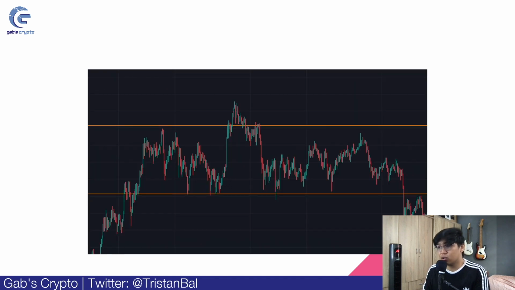And then lastly is yung rectangular channel or more on sideways action lang siya. Makita mo na meron tayong support and resistances and then naglalaro lang tayo sa support and resistance. So, rectangle lang siya and sideways lang yung movement natin sa coin na yan.